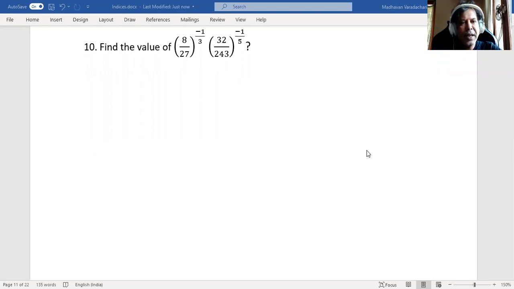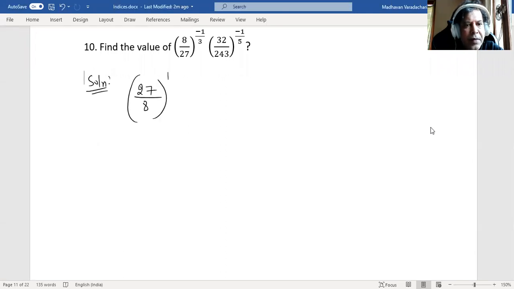The next is question number 10. Find the value of (8/27)^(-1/3) multiplied by (32/243)^(-1/5). So first of all, if I interchange the numerator and denominator, the sign of the power can be changed. That means I will rewrite this as (27/8)^(1/3). Similarly here, (243/32) to the power of positive 1/5.